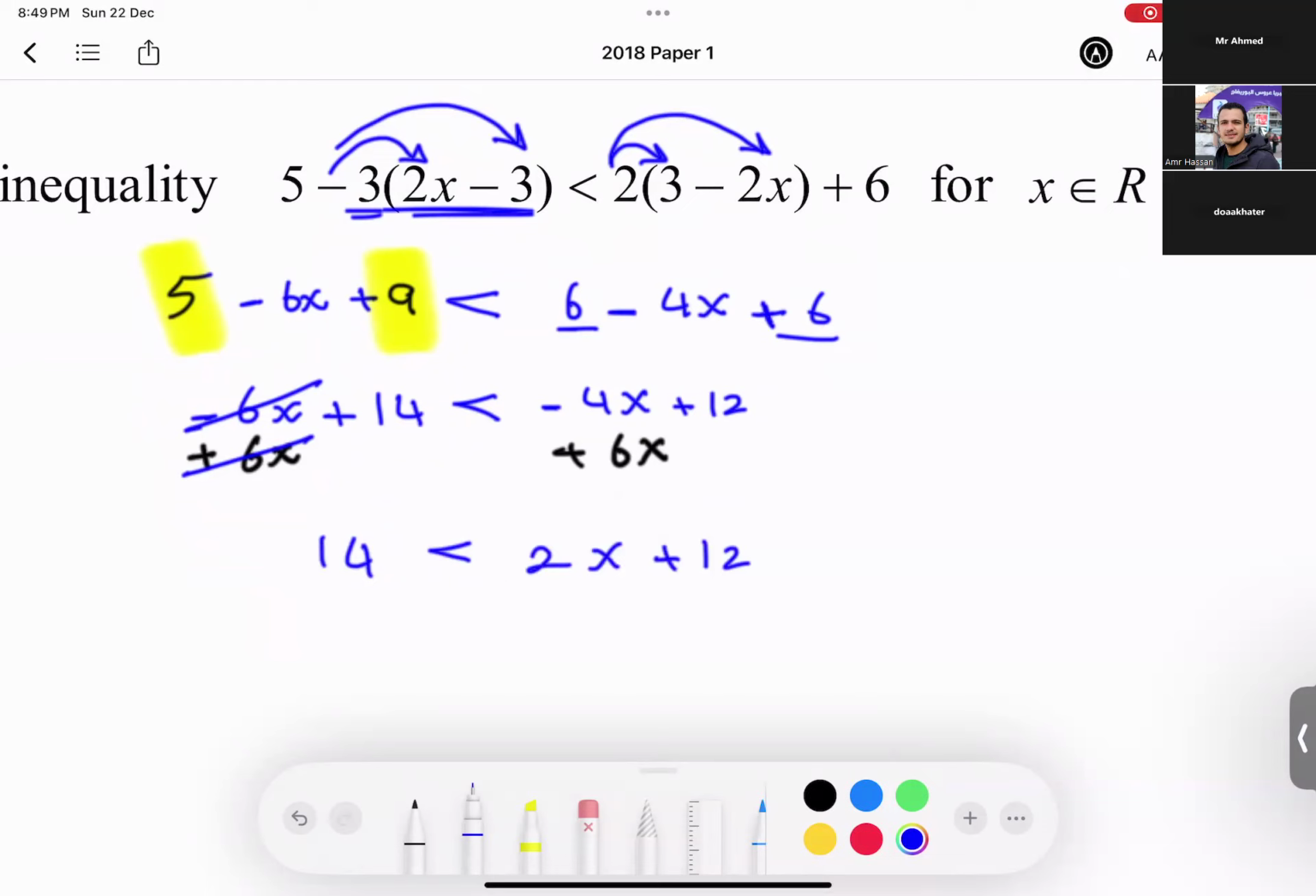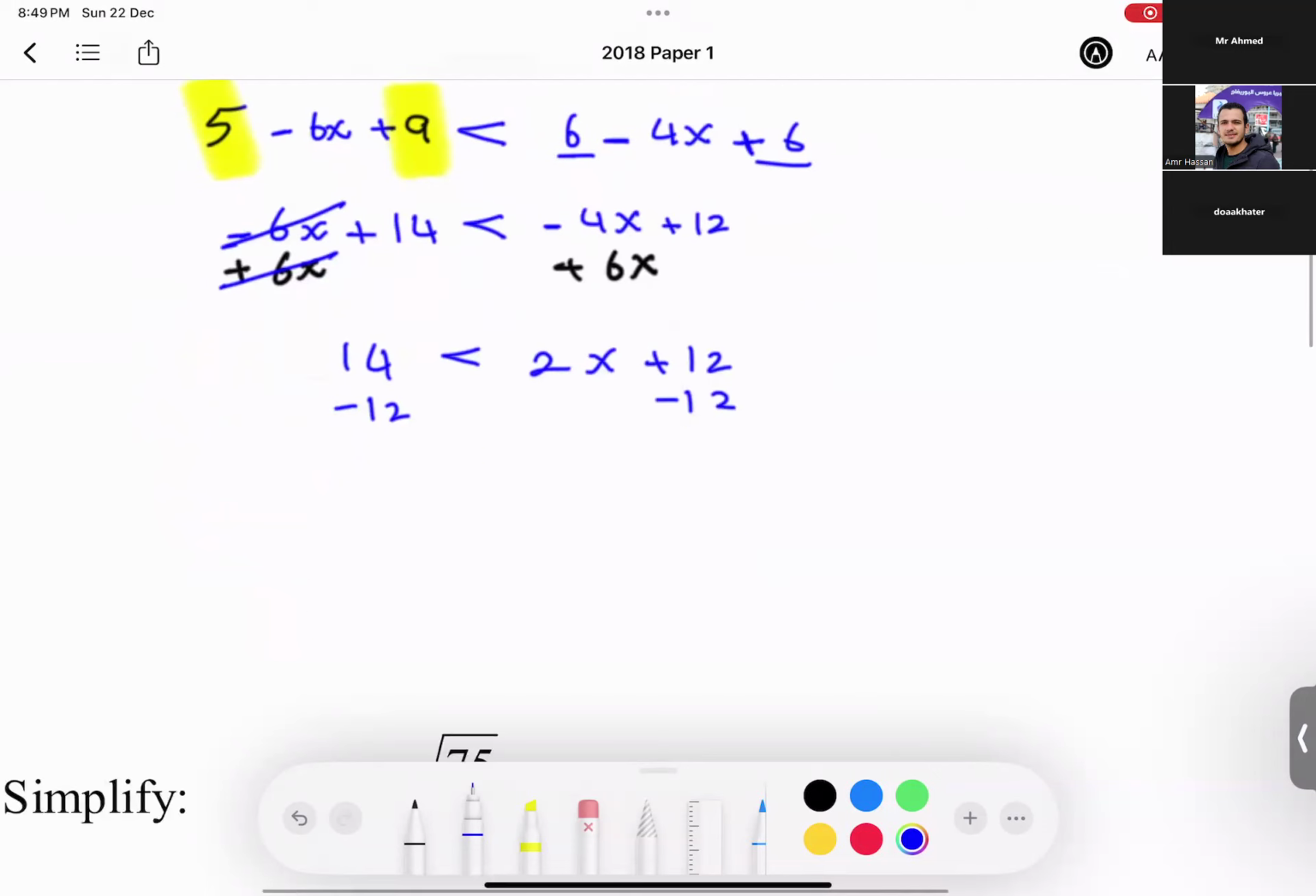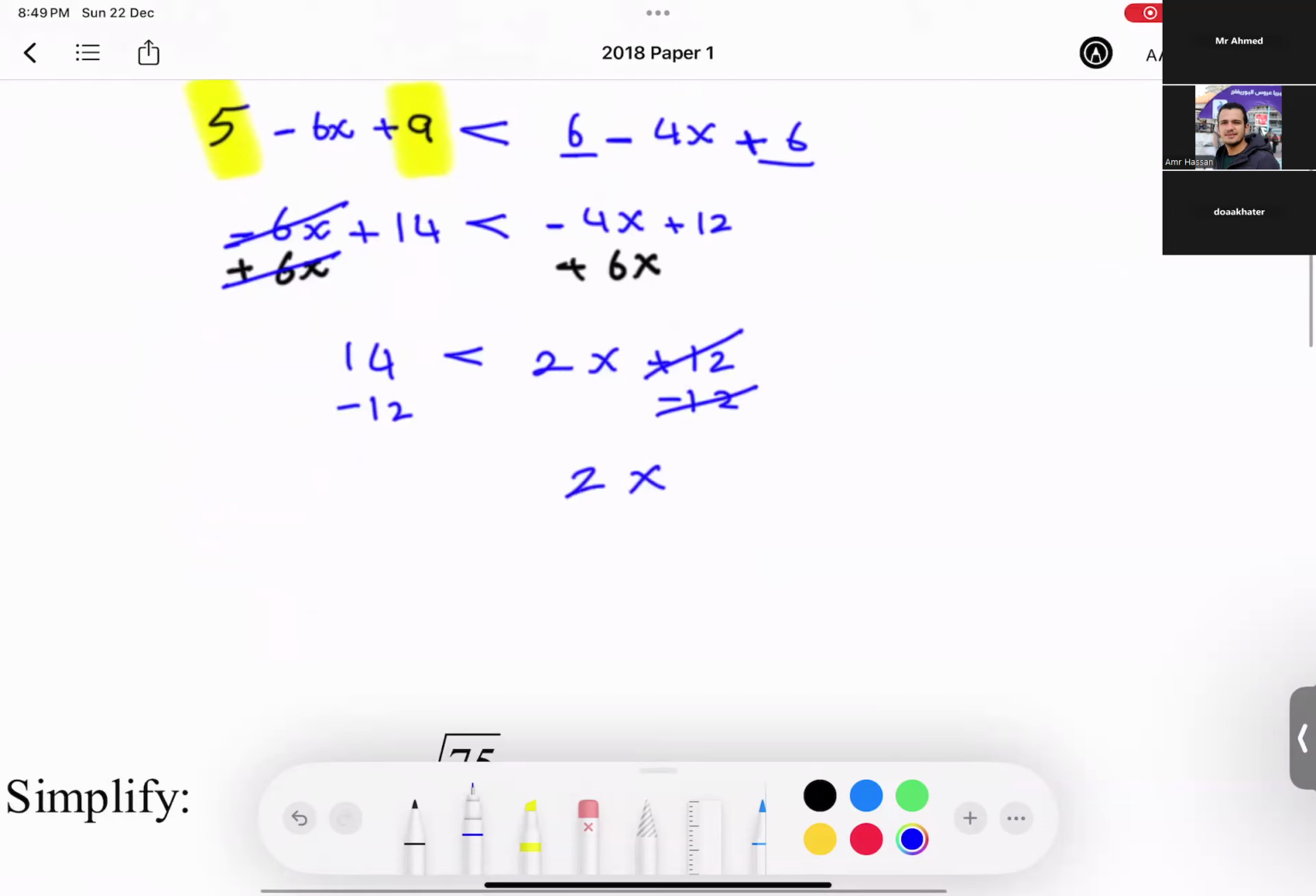Yeah. And then I'm trying to isolate x by itself, so it makes sense I need to subtract 12 from both sides. So 2x greater than 2, right? Did you get it? Yeah. And then I need to divide the left-hand side and right-hand side by 2, so x greater than 1.